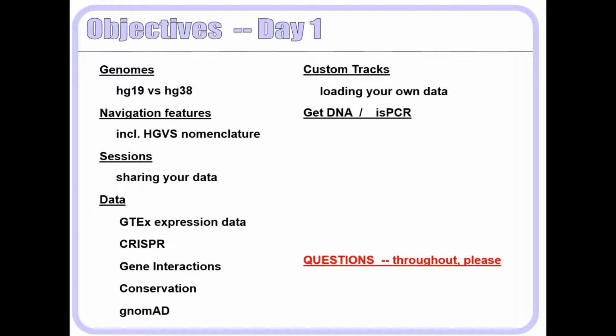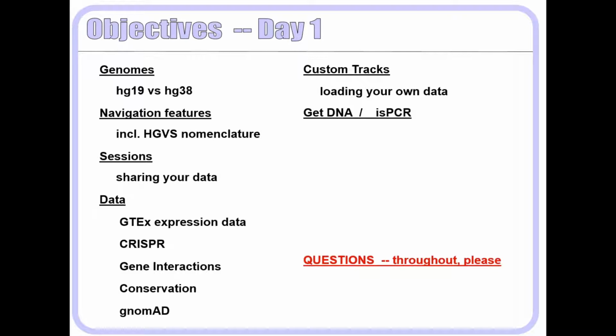I'm going to talk about 4 different relatively recent data sets: GTEx, CRISPR, gene interactions, and Nomad, and the conservation data track, which has been on the browser for a long time, but it's a very useful way to look at the evolutionary relationships among various species.